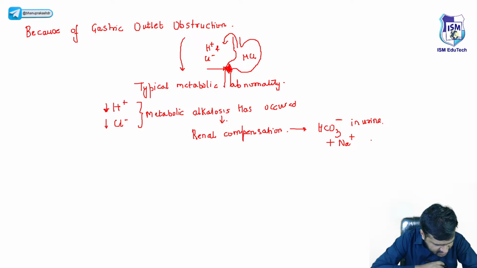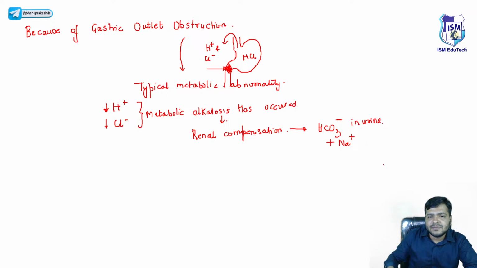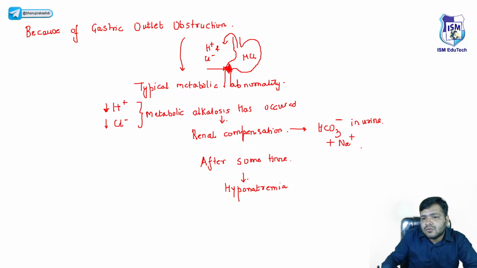Yes, absolutely right, Monica. Recurrent vomiting is one of the causes, right? So after some time, what will happen? There will be hyponatremia in the body, right? Because sodium ions are going outside to compensate, there will be hyponatremia in the body.